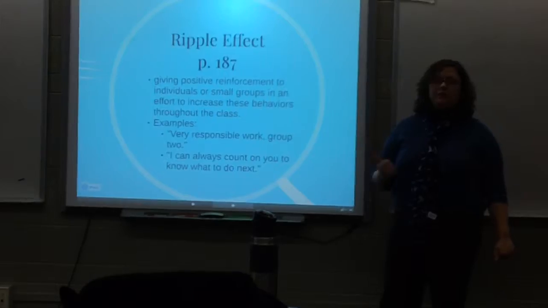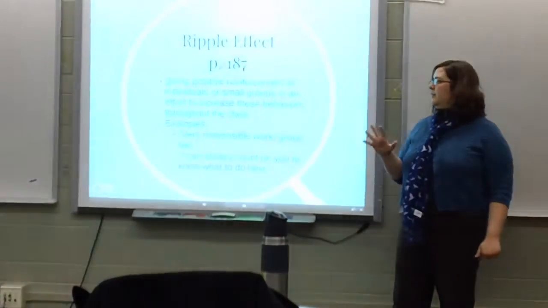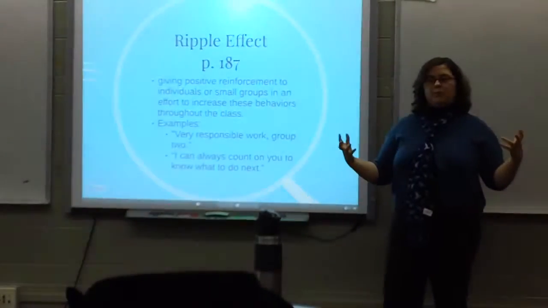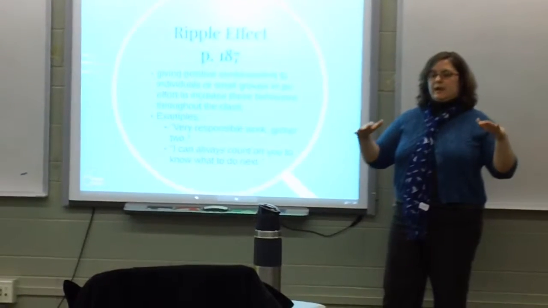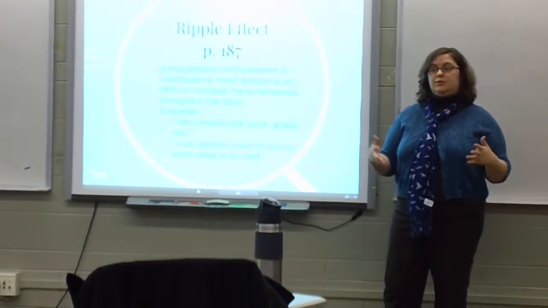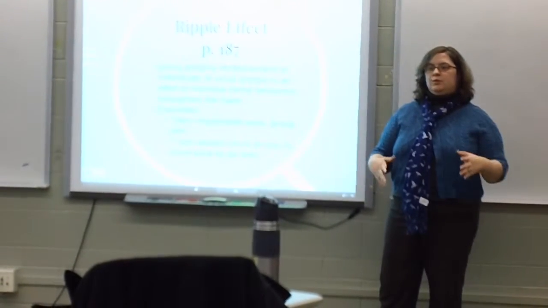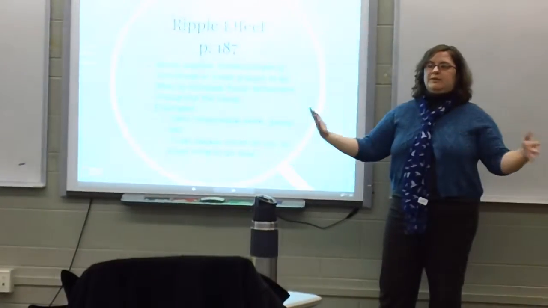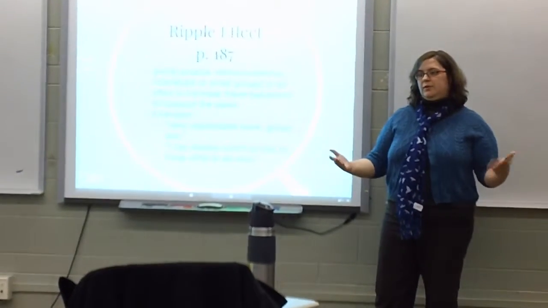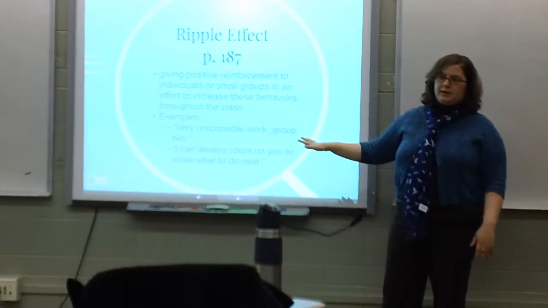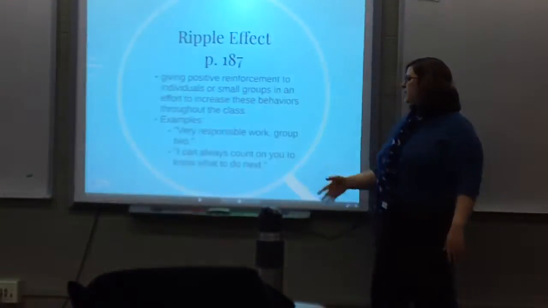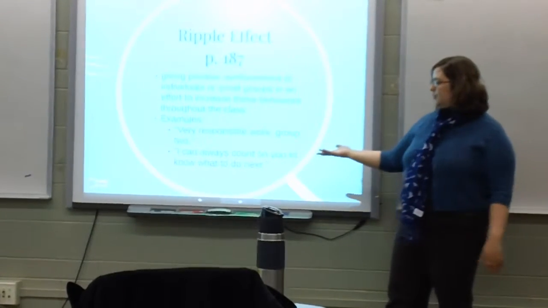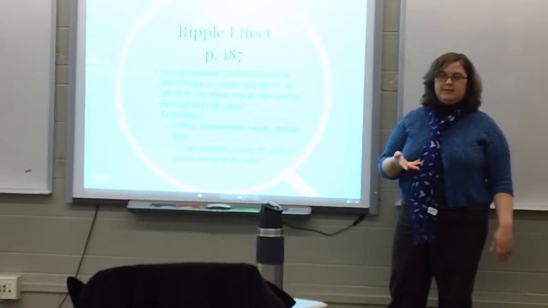So the ripple effect, it's similar to the 90-10 rule, but in this instance, you're doing individuals and groups, and it's to try to get that behavior to spread throughout your class. So if there's a behavior that you want all your class to have, you start with small groups, and you hope that the rest of the class will pick up on that and want to do that behavior because you're praising the groups that are already showing that behavior. So examples like, very responsible work group two, and individually, you could say, I can always count on you to know what to do next.